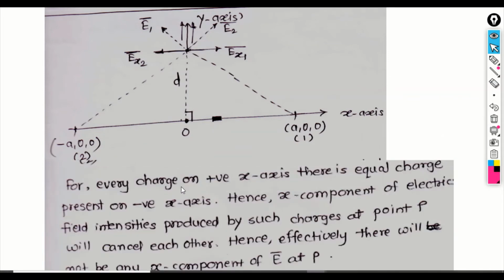So for every charge on the positive x-axis, there is an equal charge present on the negative x-axis also. Hence, the x component of electric field intensities produced by such charges at point P will cancel each other. Hence, effectively, there will be no component along the x direction.